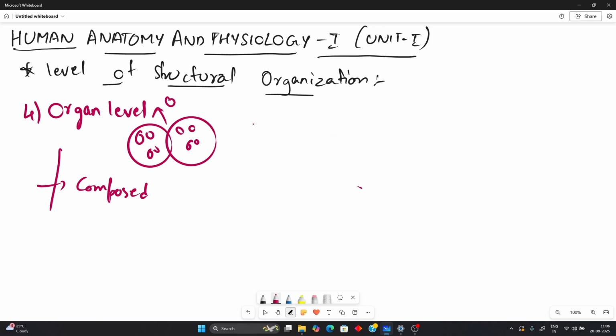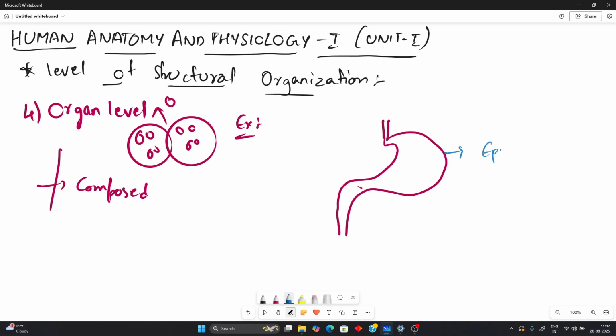So let's take the stomach as an example. Let's suppose this is a stomach. We have the outermost covering, which is made up of epithelial tissue and also connective tissue. Both of these are useful for reducing friction.